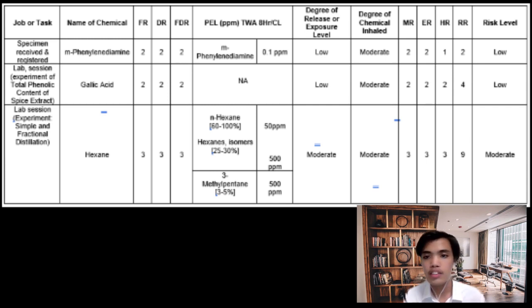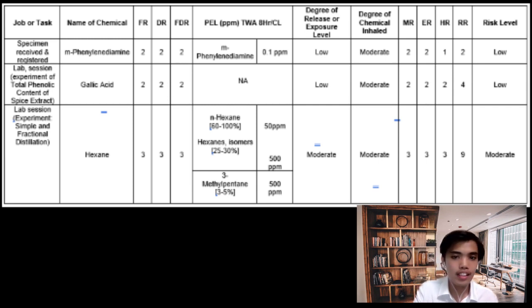For the PEL is 0.1 ppm. Degree of release or exposure level is low. Degree of chemical inhale is moderate. The MR, ER, and RR is in level 2, but the HR is in level 1. So the risk level we conclude as low.